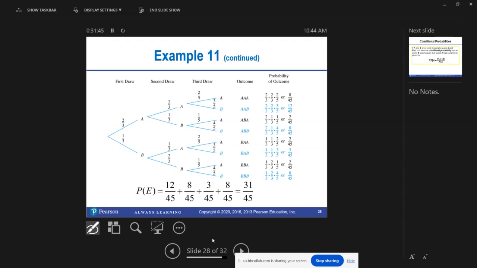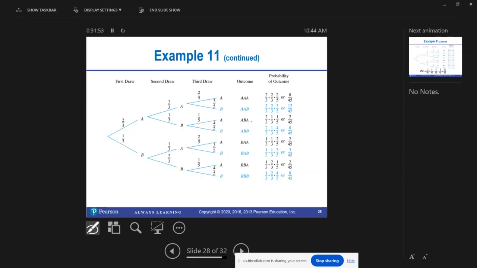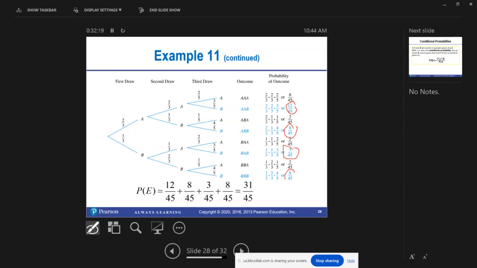So if I want to know the probability that I draw a B from box 3, see the blue ones? Those are the outcomes that show a B in box 3. So basically I take those outcomes and add them together. 12 out of 45 here, 8 out of 45, 3 out of 45, and 8 out of 45. When you add those all together, you get 31 over 45.